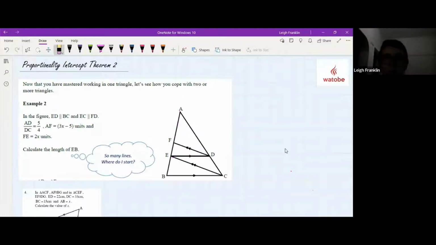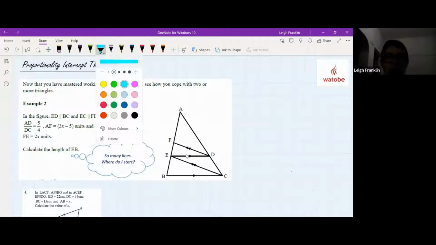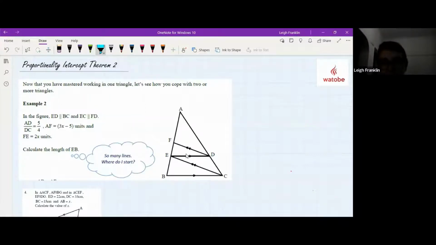So what I recommend you do is this: take your highlighter and highlight the parallel lines. There we've got ED and we've got BC. Now draw the triangle that they lie in. In other words, it cuts sides AB and AC. Because ED is parallel to BC, it cuts AB and AC into the same proportions.